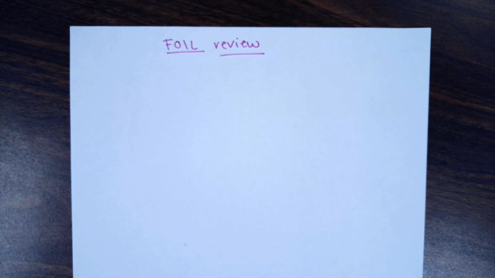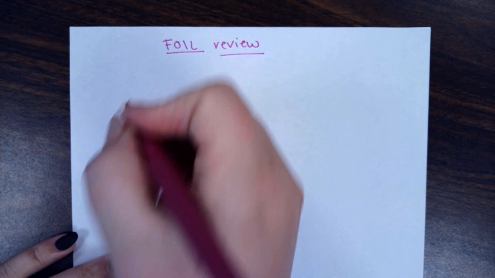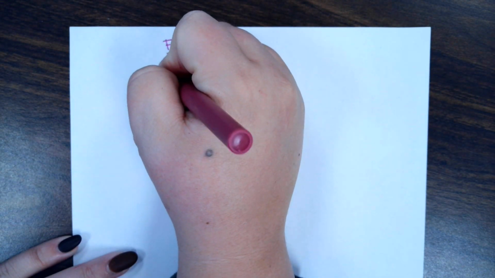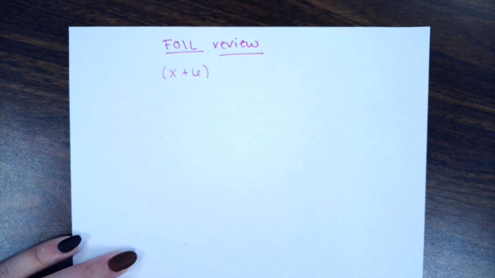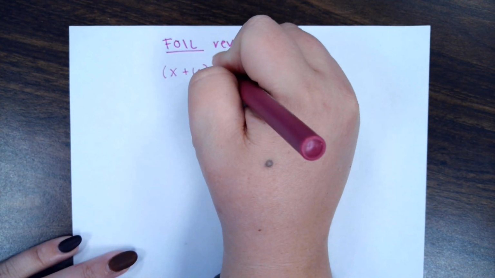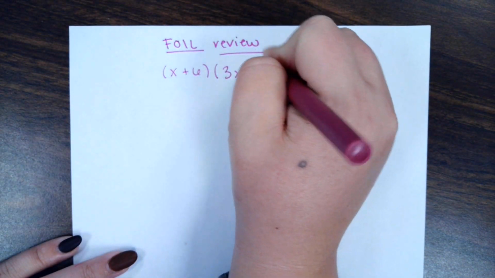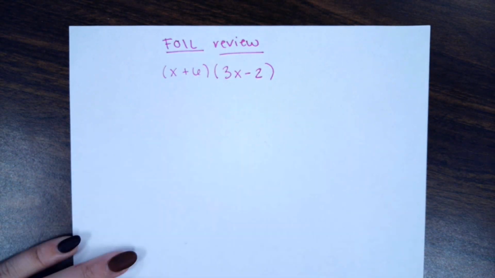Today we're going to start Algebra 2 with a FOIL review. FOIL is a method that we use when we're multiplying two binomials. Binomials are polynomials with two terms. So let's look at an example. We've got x plus 6 times 3x minus 2. They're both binomials, right?